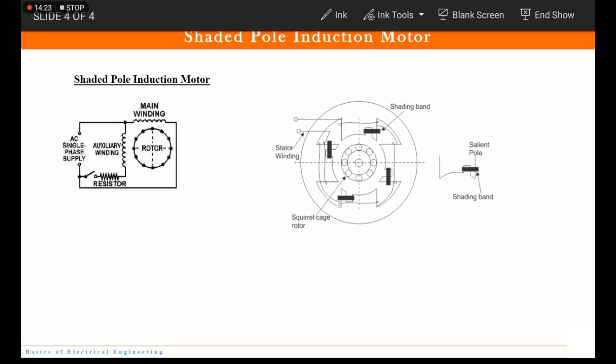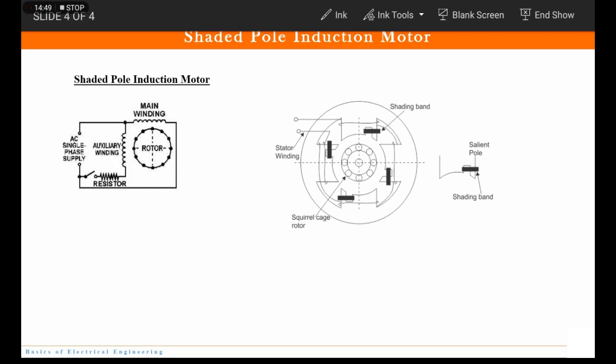Fine. And I have a correction here. The magnetic field rotates from unshaded part to shaded part. So I hope this operation is clear to you. But then the problem is these motors cannot be of very high size. They are small motors, but they are very commonly used.